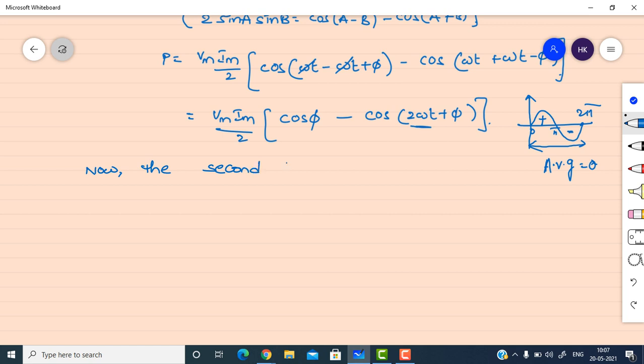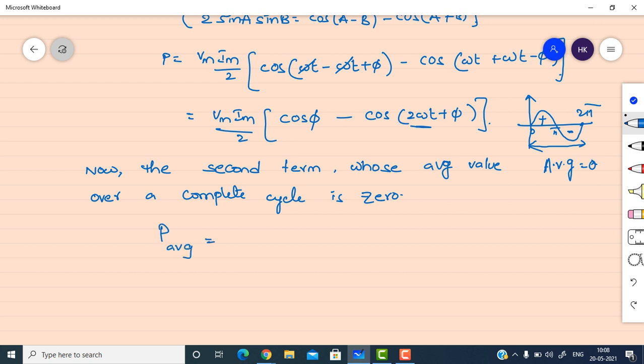The first term is cos φ and the second is cos(2ωt − φ), whose average value over a complete cycle is 0. Therefore, the average power consumed is equal to Vm Im by 2 cos φ. This complete second term will become 0. So the only remaining thing is Vm Im by 2 cos φ.